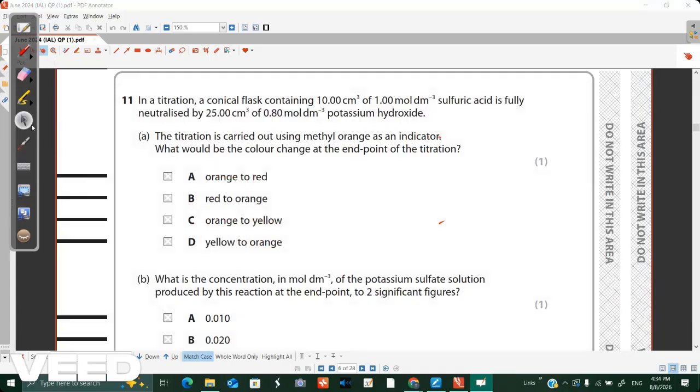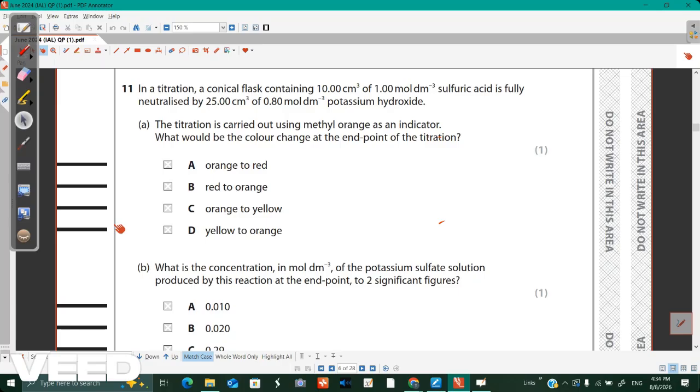We have 20 MCQs, right? In a titration, a conical flask containing 10 cubic centimeters of 1 mole per decimeter cube sulfuric acid is fully neutralized by 25 cubic centimeters of potassium hydroxide. Titration is carried out using methyl orange as an indicator. What would be the color change at the end point of the titration? Right. Methyl orange is used. Titration is carried out between sulfuric acid and potassium hydroxide. So you must know if the indicator is methyl orange, it is happening in what? 2 to 1 ratio, right?